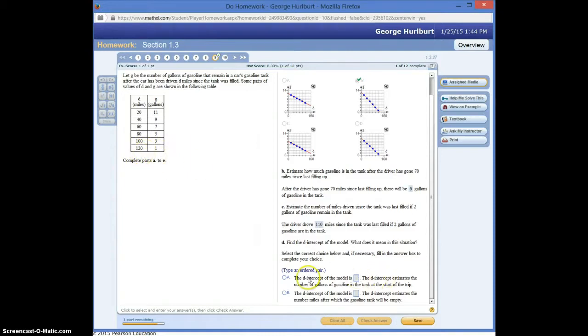So it looks like the D-intercept, D is miles, so the D-intercept estimates the number of gallons. No, that's not right, because D tells us miles, so it has to be this one. The D-intercept estimates the number of miles till the gas tank is empty. And we decided it was 130, 0. We have to write it as a point. So what this point tells me is at 130 miles, I'm all out of gas.